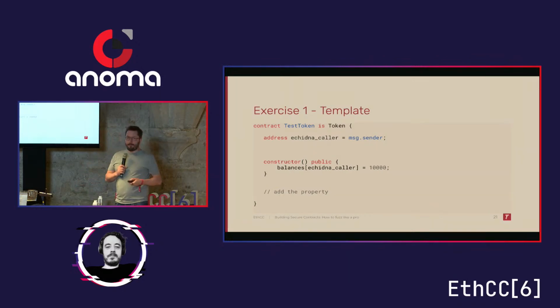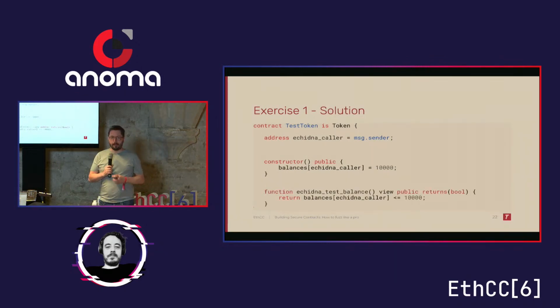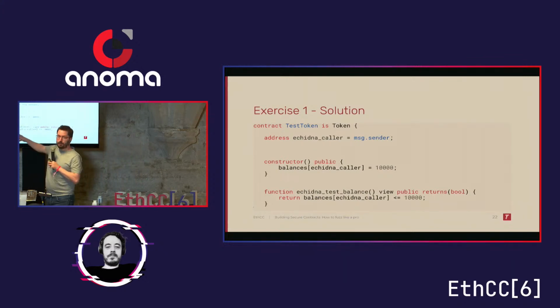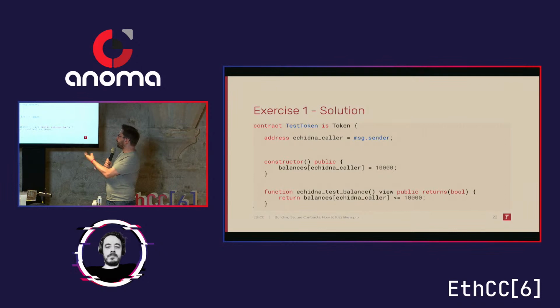To test this with Echidna, you are just going to inherit the token with another contract. You deploy the system with an initial balance of 10,000 tokens, and you add the invariant. Here the invariant is simply a Solidity function that returns a Boolean, and the Boolean is the condition we are looking for: the balance of the caller is below or equal to 10,000. No one within the system should have more than 10,000, and you can describe it as a Solidity function.